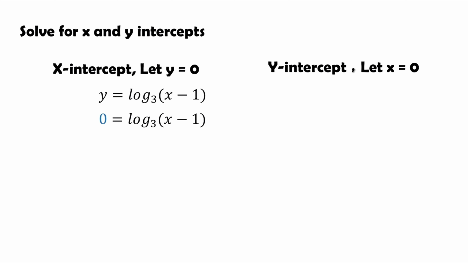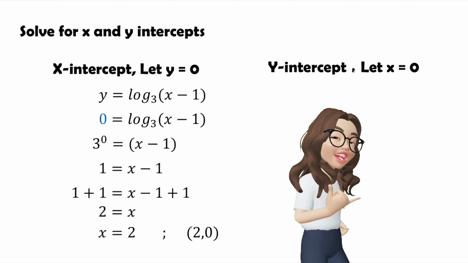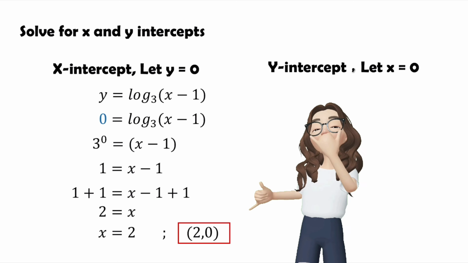Through the property of equivalent equation to exponential form, our given equation will now be 3 raised to 0 is equal to x minus 1. Then we will simplify. 3 raised to 0 is 1, and on the right side we have x minus 1. Apply APE to solve for x, and we will get 2 is equal to x, similar to x is equal to 2 through symmetric property. And therefore, our x-intercept will be (2, 0).